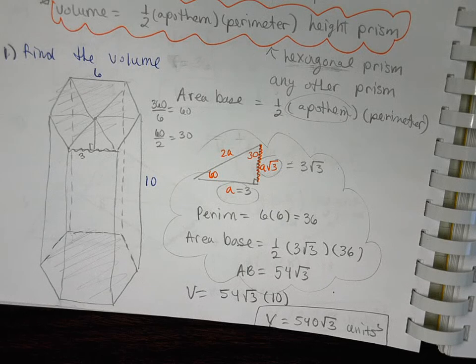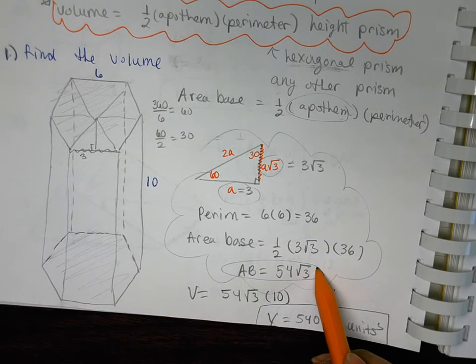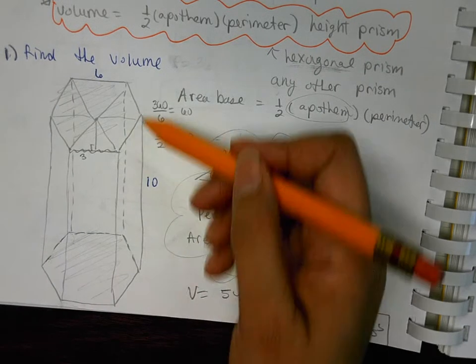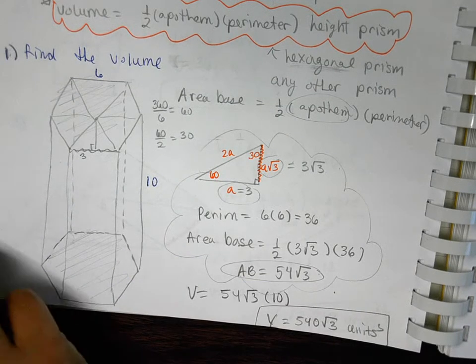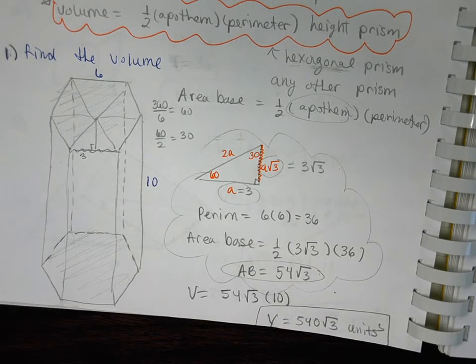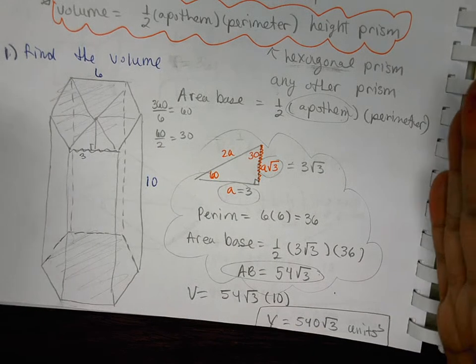All right, definite test question. They're probably going to ask you something like, what's the area of the base? What would your area of the base answer be? And they're going to say, okay, now what is the volume? You take that area of the base and you multiply it by the what? The height of your prism, and it ends up being 540 root 3. Questions? Definite test question.